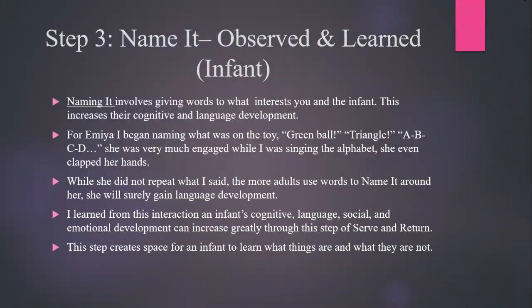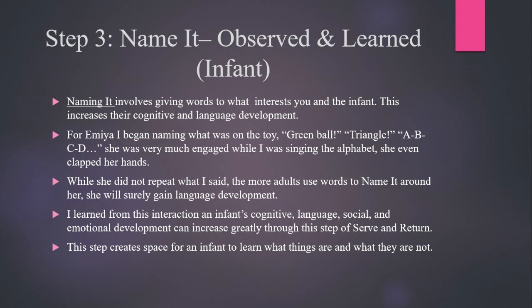Step three, name it. So, observe and learn with the infant: when I named it with Imaya, she once again didn't say anything. I don't think she said two words the whole time, but she did clap her hands and she smiled really big. She had pretty dimples and that kind of stuff, right? One of the things that I named was the green ball, and then she started spinning the ball, and I'm like, green ball, emphasizing green ball, and then she spun it faster, right?